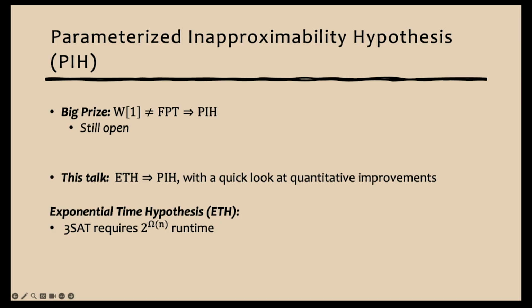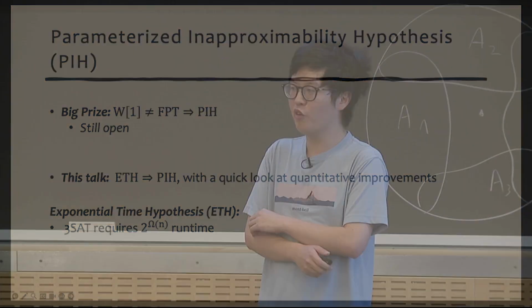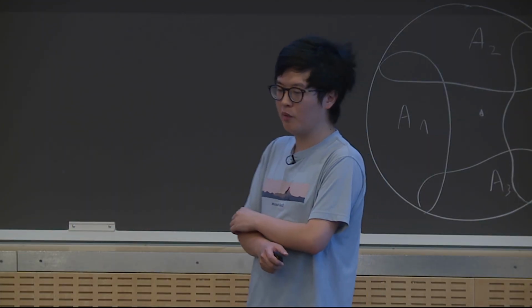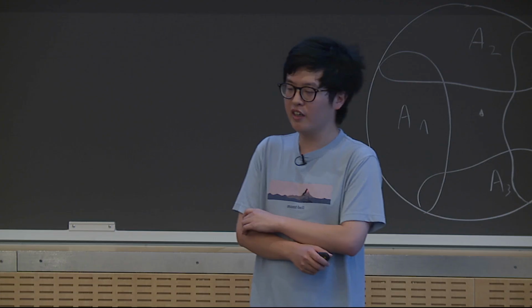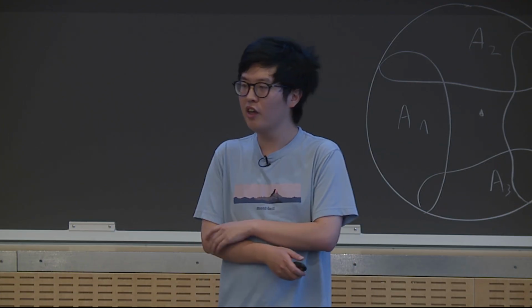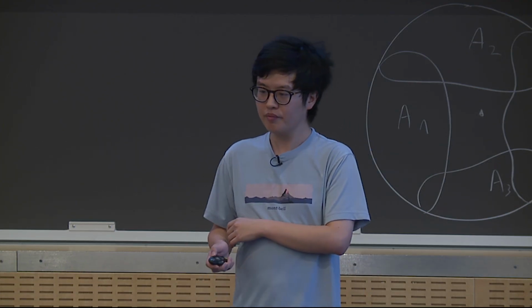So what is ETH? Though it has been introduced many times in this seminar, I will still do a quick recall. It says that 3-SAT requires 2 to the omega of n runtime, and we can use the sparsification lemma to assume that the number of clauses is linear in the number of variables. We can also use Tovey's reduction, saying that every variable appears in at most 4 clauses.